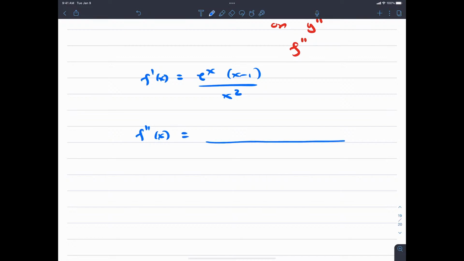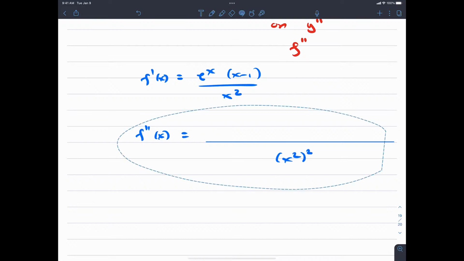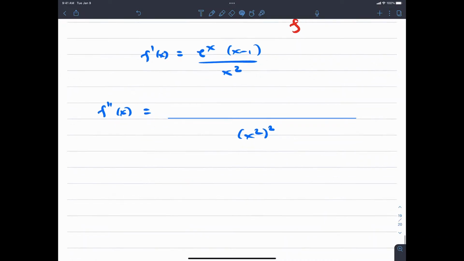Quotient rule again, is that right? x to the fourth power, or, if you'd rather, take x squared and square it. Bring up your what? x squared. Now, differentiate your what? Numerator. e to the x minus 1, minus e to the x minus 1, derivative of the denominator. Like I said, I'm not even sure if I want to do this, but I will.